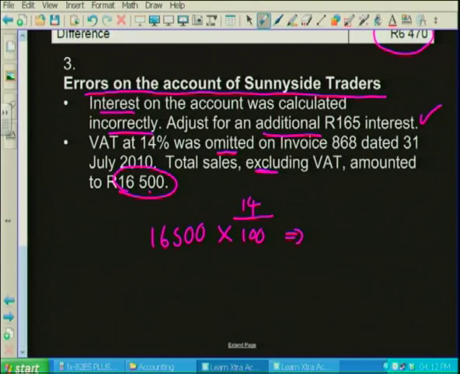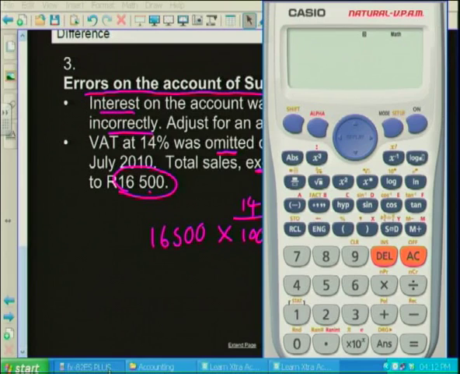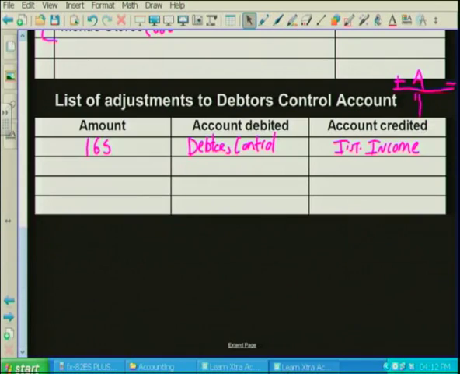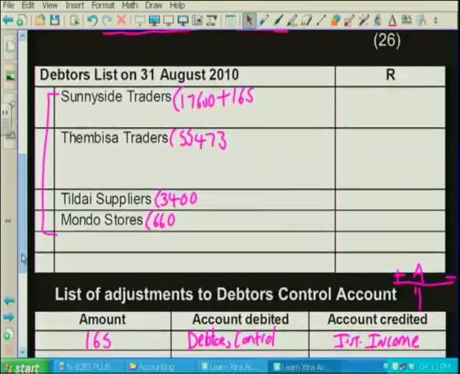Let's get those calculators out. There we go. So we've got 16,500 times 14% to give us a VAT amount of 2,310. Okay, so let's just write that down. Our VAT amount is 2,310. Right, let's now go to your answer sheet and let's look at how we're going to include this.